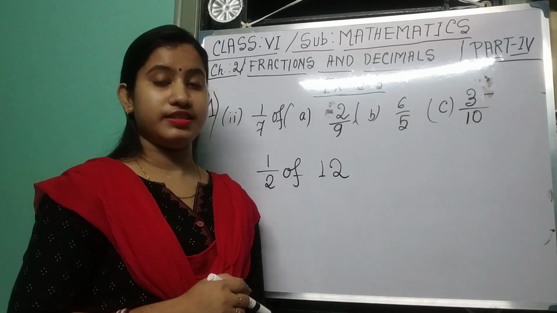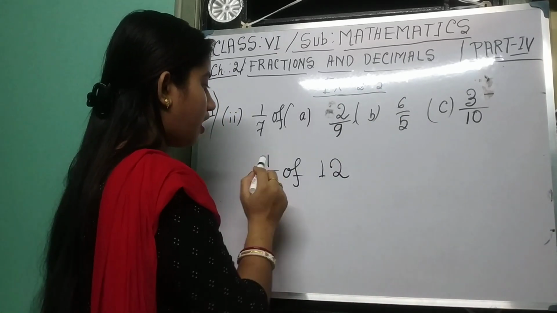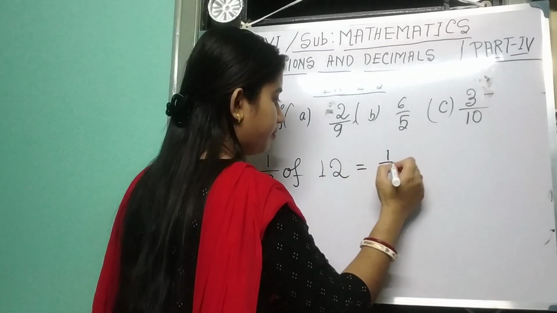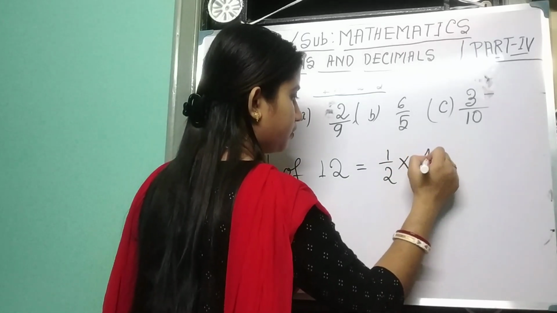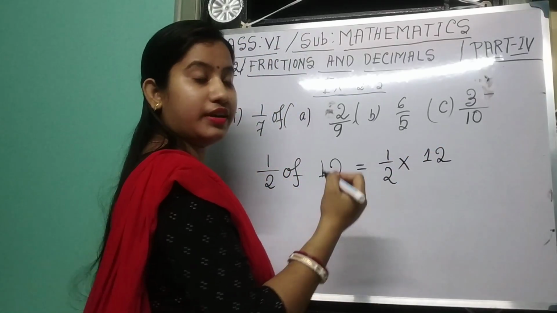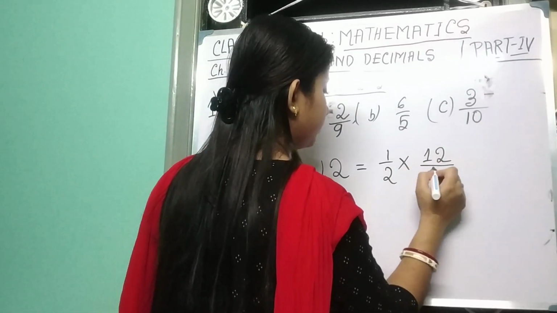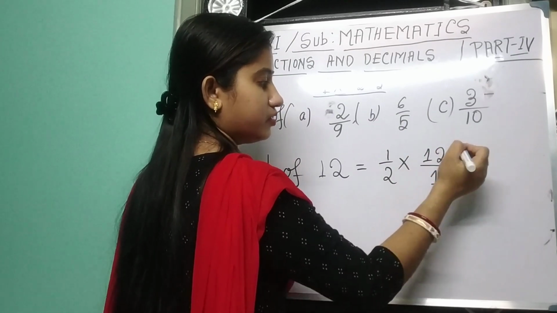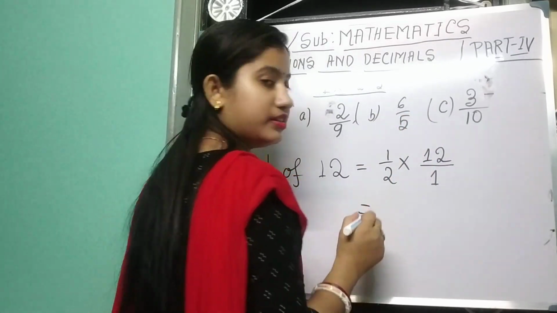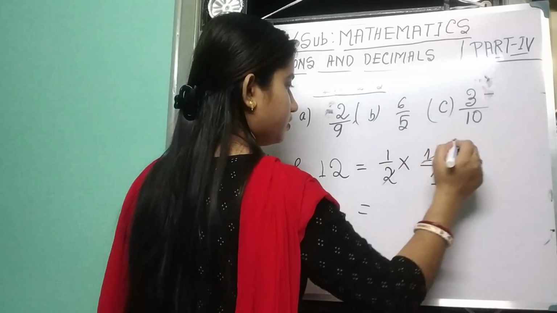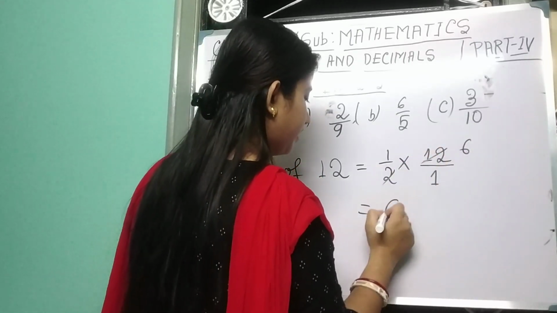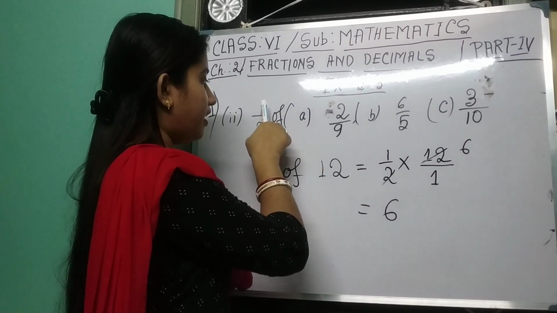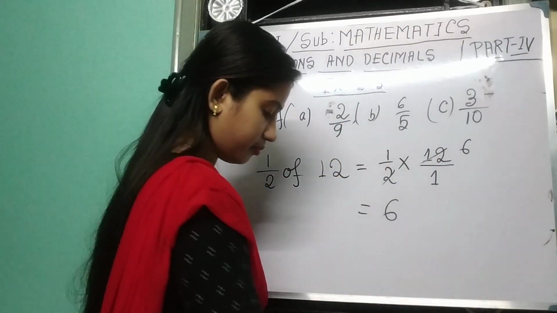So, in the previous exercise, we found half of 12. Half of 12 means half times 12, and we write the number 12 as 12/1, because 12/1 means 12. Now we simplify: 2 into 6, and 12 gives 6. In a similar way, we find 1/7 of these numbers.